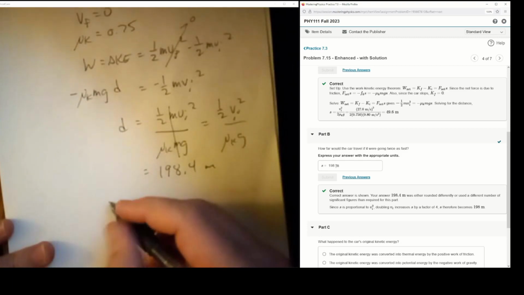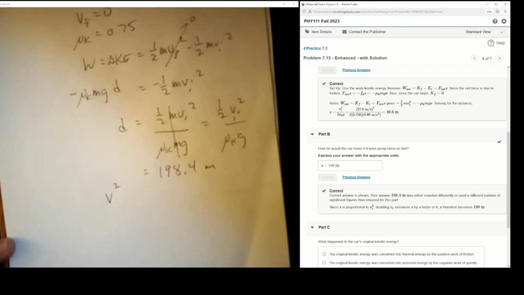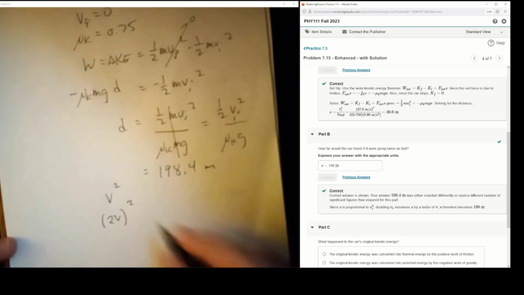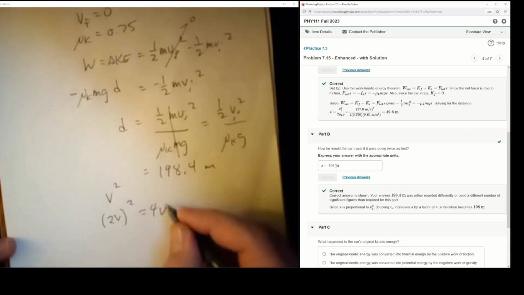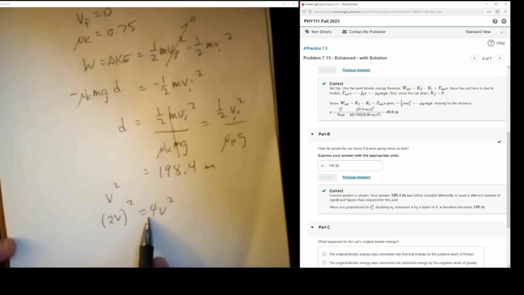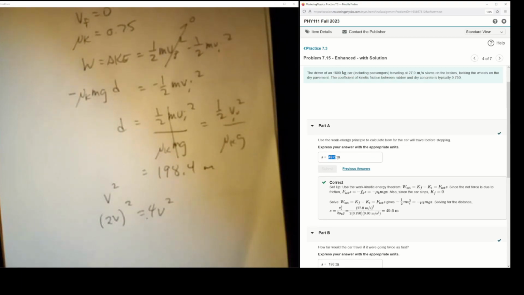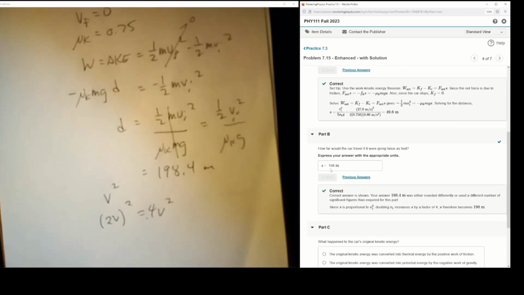Technically, if I double the velocity, doubling it actually results in a factor of 4. And you can see that this is about 50 and this is about 200, which is a factor of 4.